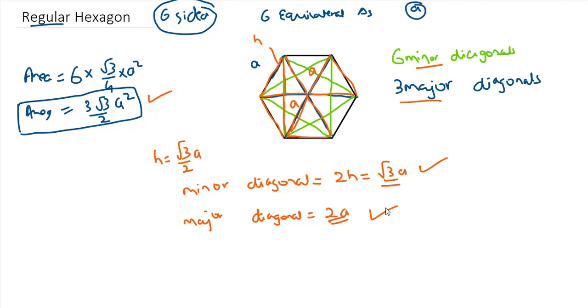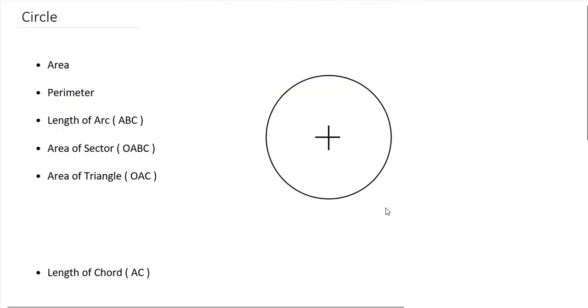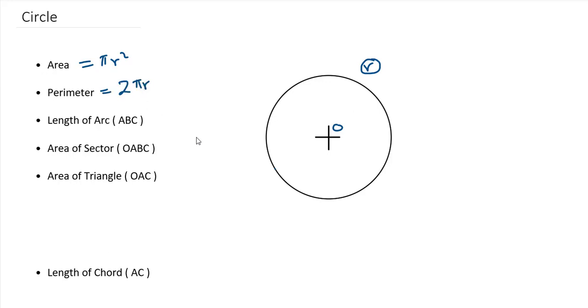Let us now move ahead and understand circles. Let us consider this circle having center at O and radius r. The area of the circle is given by pi into r square. The perimeter is given by the length of the circumference, which is 2 pi r.